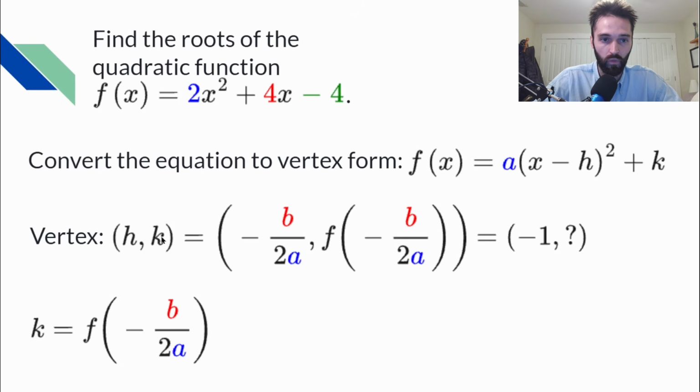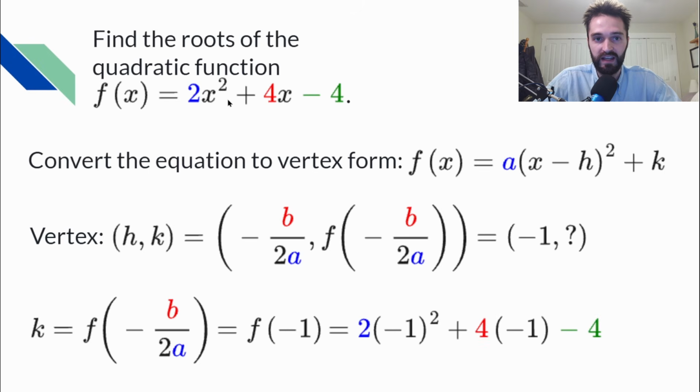To find this y value, right, to find the value of k, all we do is we plug minus b over 2a into the function. Okay? And we already found that minus b over 2a is equal to negative 1. All right? So we're plugging negative 1 into the function. And that gives us 2 times negative 1 squared plus 4 times negative 1 minus 4. Okay, that's what the function says to do.